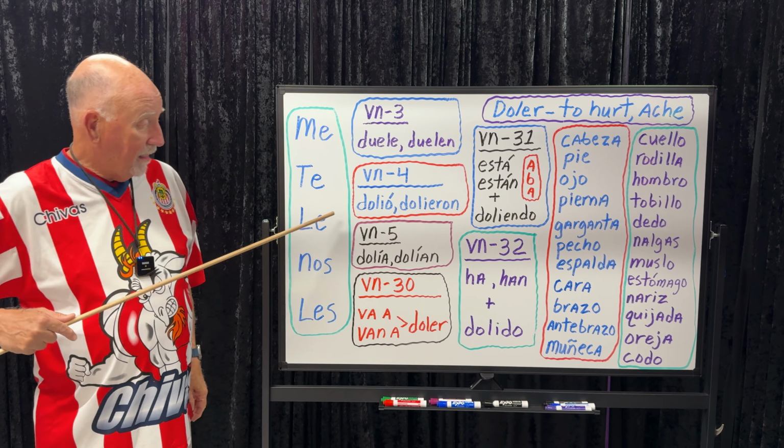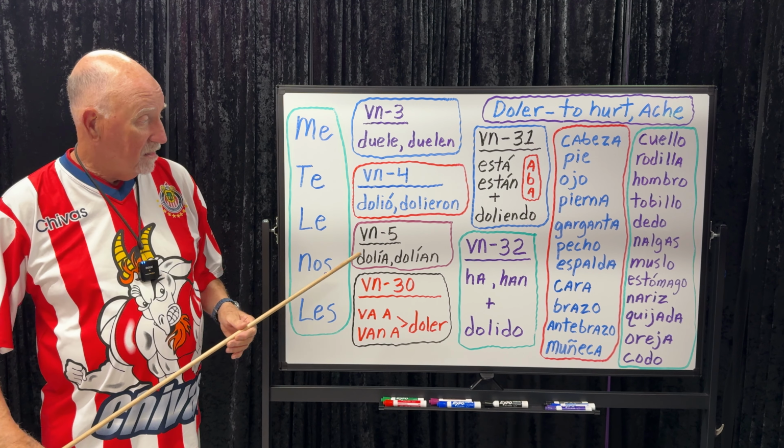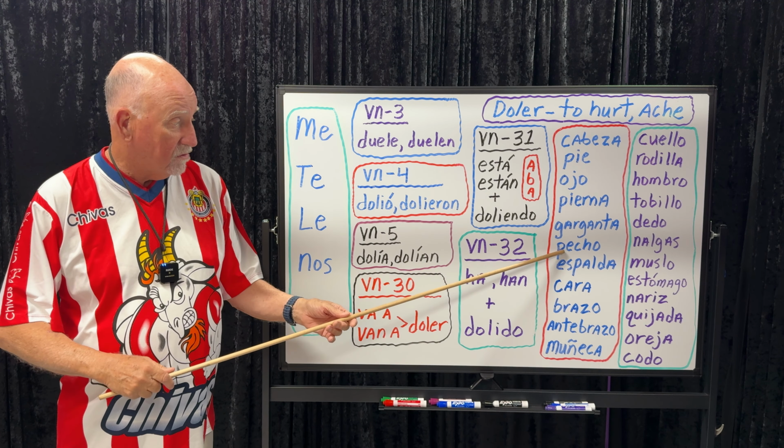Her wrist was hurting. Le dolía la muñeca. Why did someone go see the doctor? ¿Por qué alguien fue a ver al doctor? ¿Por qué alguien fue a la clínica médica? ¿Por qué alguien fue al hospital? Why did someone go to the medical clinic or the hospital? Okay, because his chest was hurting.